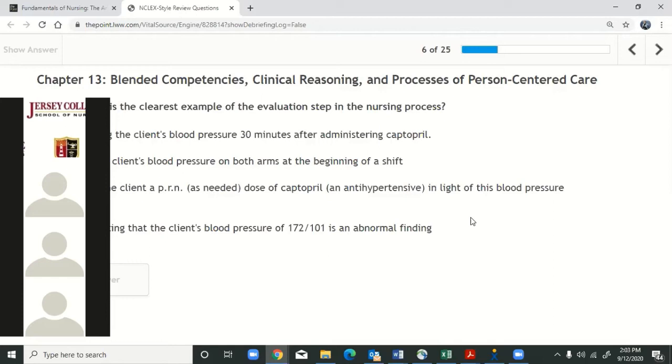Once you evaluate the blood pressure. But Ms. Lo, my question is, checking the client's blood pressure 30 minutes after administering this medication, that means you are evaluating the effects of the medication, right? Because the effect may be effective. I don't know, but if you recognize the client's blood pressure of 175 is abnormal, it should be under assessment. But when you evaluate that it is an abnormal or normal finding, I think that's an evaluation. It should be under assessment because you already recognize that it's abnormal.